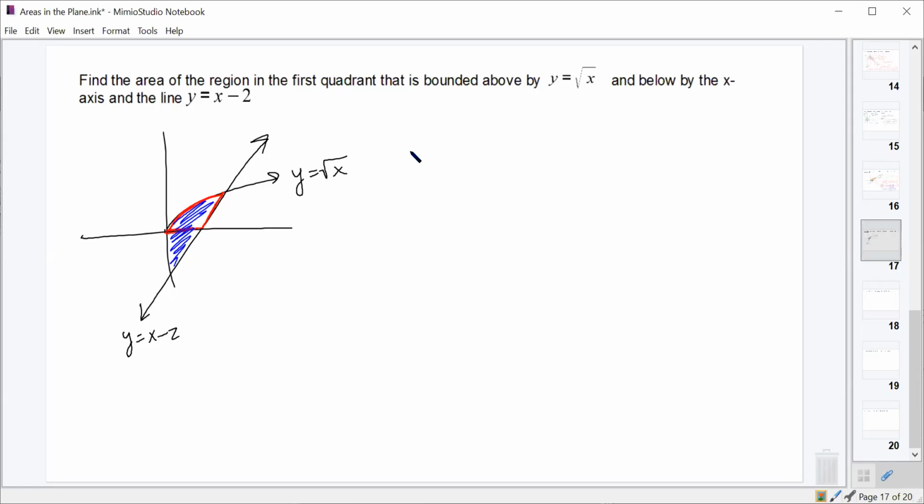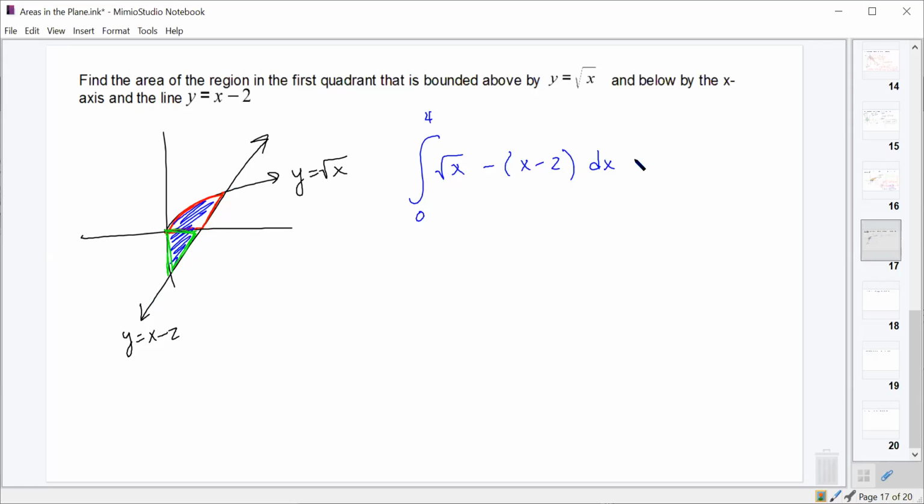Sure. All right. So what would the integral for the blue piece be? It would be an integral from 0 to 4, right? Because now my entire region has the same upper and lower, so I can do the full region, 0 to 4. What's the upper function? It should be square root of x. And the lower function should be what? X minus 2.